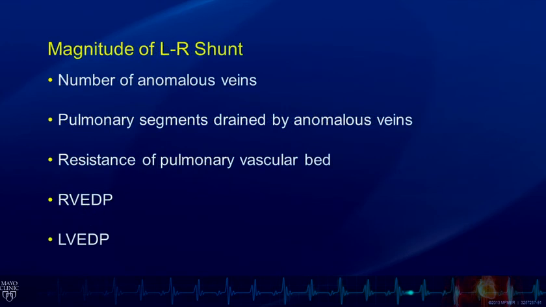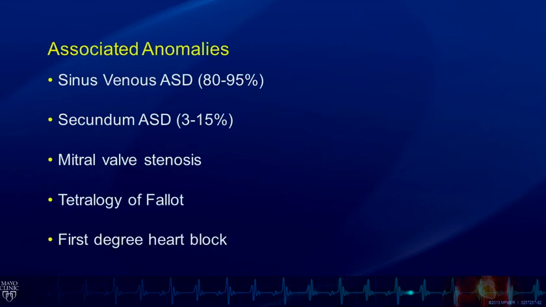The magnitude of the left to right shunt is quite complicated. It's related to the number of anomalous veins as well as the pulmonary segments drained by those veins, the resistance of the pulmonary bed, and then the end diastolic pressures of the ventricle. So a bit more complicated than understanding the atrial septal defect shunt.